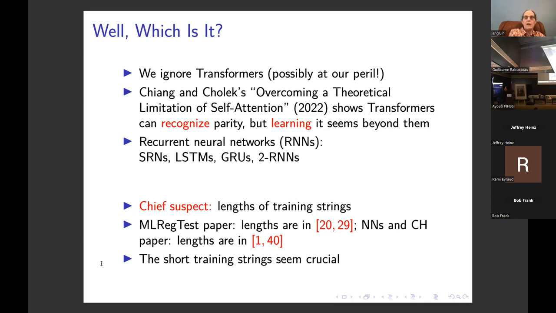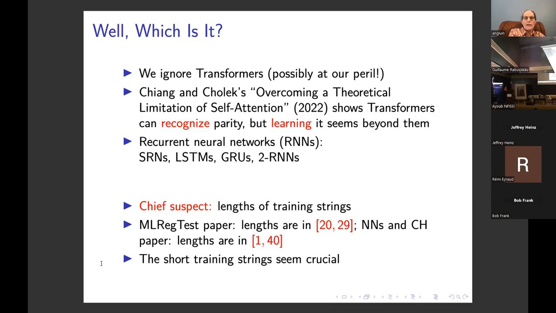So we'll stick to recurrent neural networks, by which I mean Elman's simple recurrent networks, long short-term memory networks, gated recurrent units, and second-order recurrent neural networks.